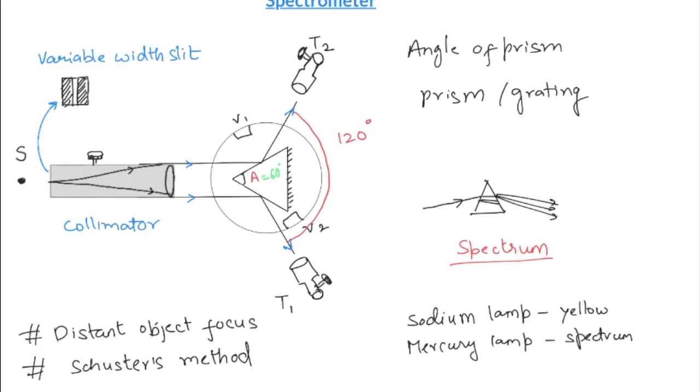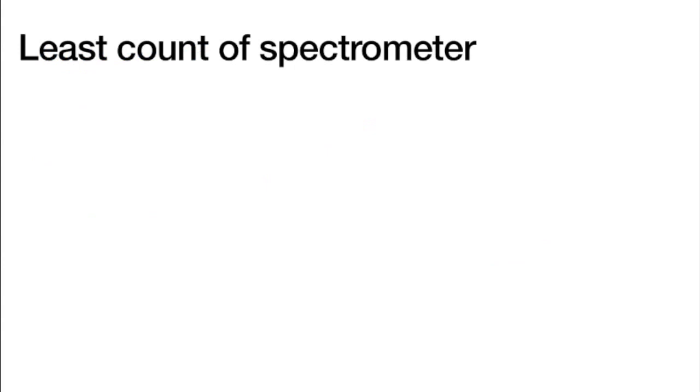Now before doing the experiment, this is one instrument, so we need to know its least count. So our next job is to find out the least count of this spectrometer. First we will use a common equation, that you must have used previously for vernier caliper, screw gauge and so on. The least count of an instrument means the minimum value that can be read using the instrument. Now here you see that the spectrometer is rotating in a circular fashion.